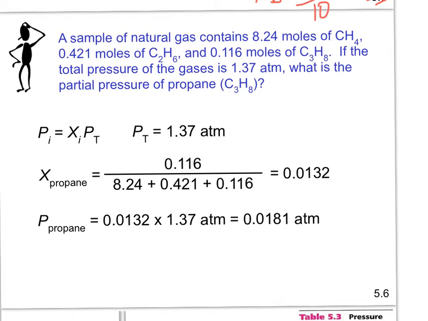So we figure out the mole fraction of propane by taking the moles of propane, right, the 0.116. So we're just taking the part that we are interested in, and we're dividing it by the whole. And in this case, the whole is all of these moles added up, 8.24, 0.421, and 0.116. And the reason why we output as a decimal is we're able to maintain the 3 sig figs in all of the measurements above. Leaving it as a fraction kind of leaves it with an indefinite number of sig figs.